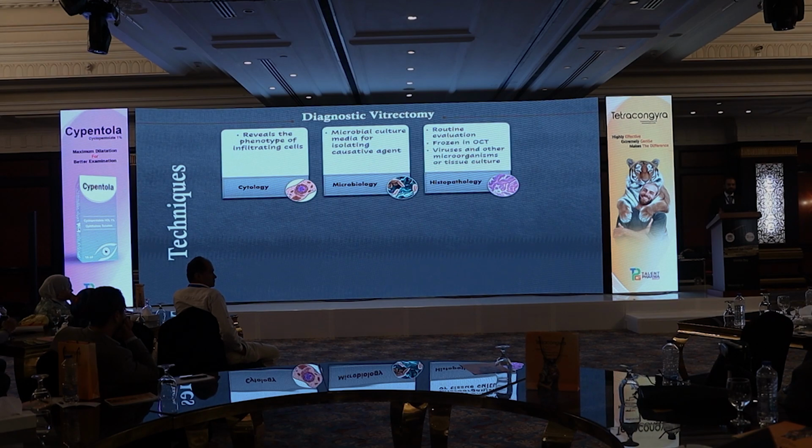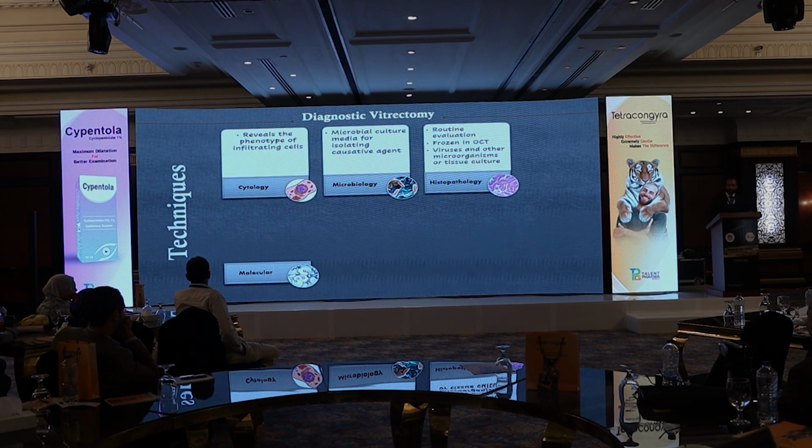You can divide your specimen into three specimens. One for routine evaluation, one frozen in OCT, which stands for optimal cutting temperature, for immunopathological and molecular characterization. And the third is for viruses or other microorganisms, or as a tissue culture. This is how we do histopathology.